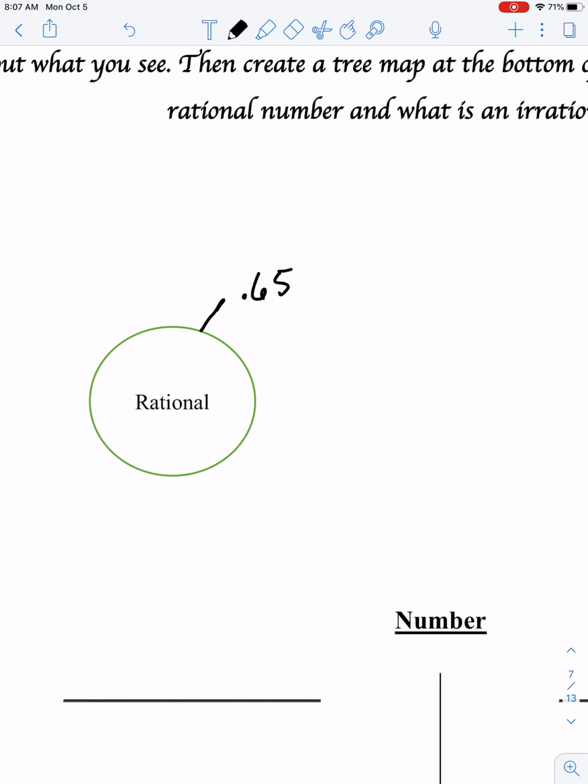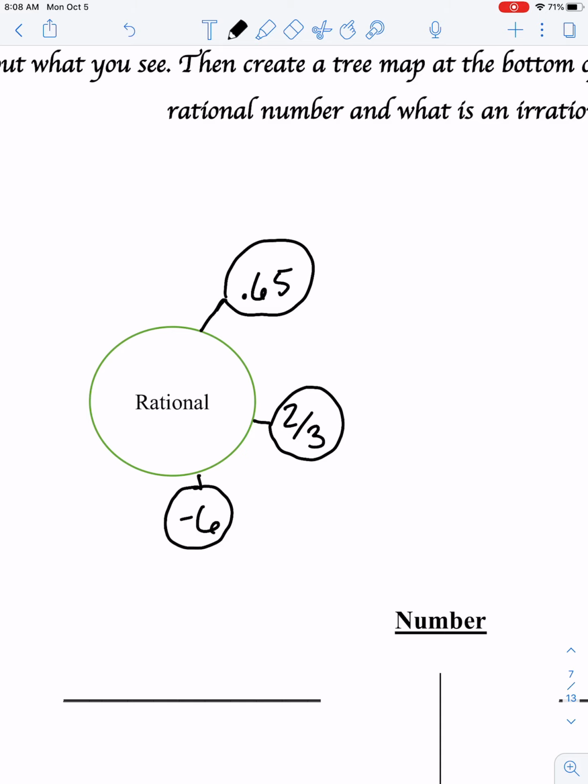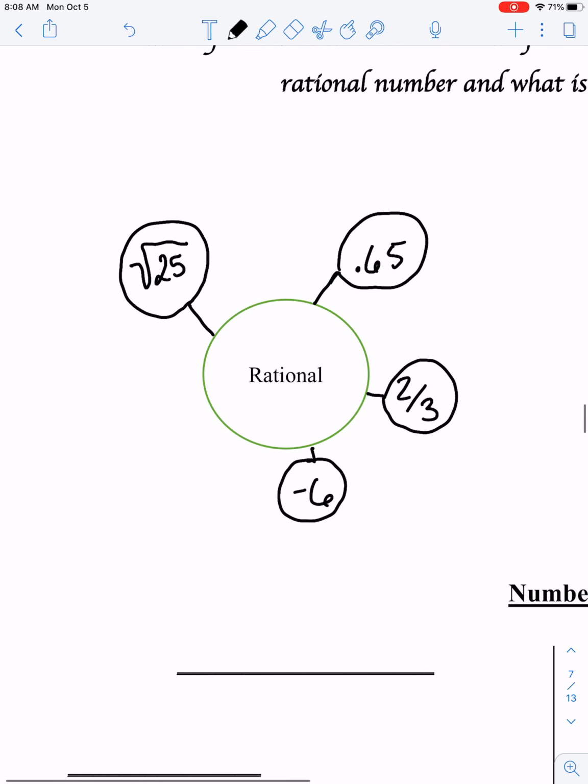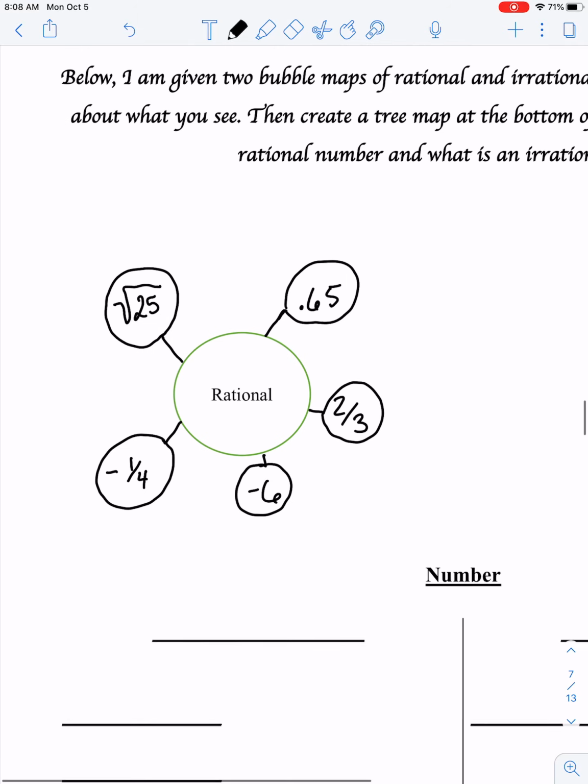We have 0.65. We can have 2/3, -6, square root of 25, -1/4, are all examples of rational numbers. Okay.